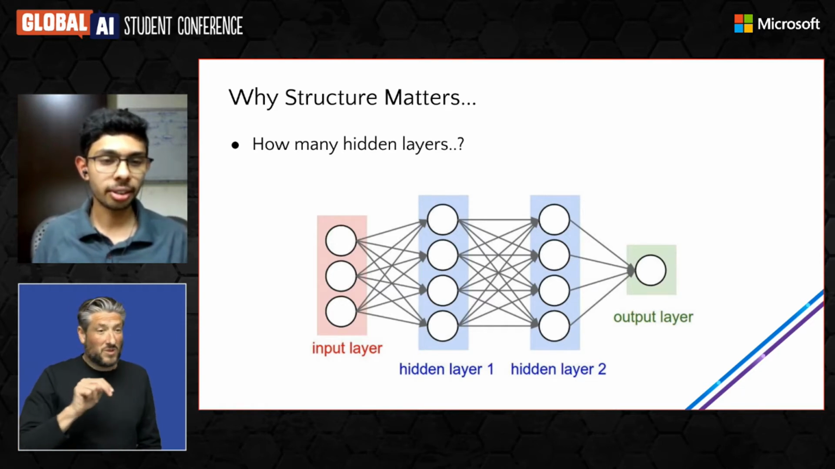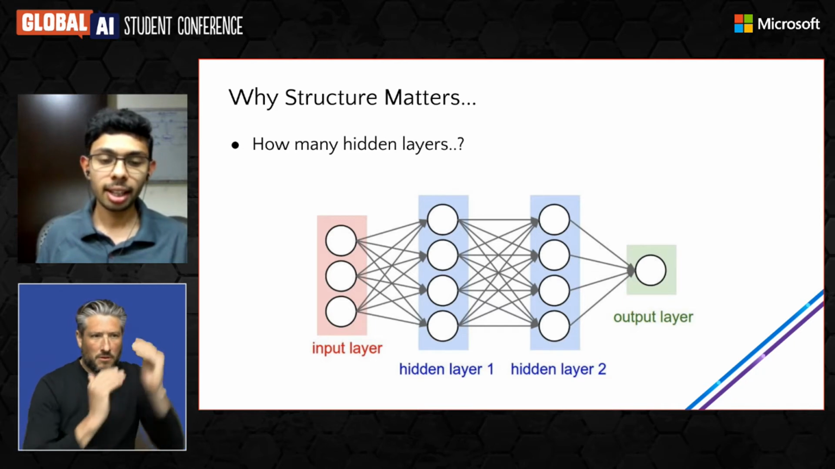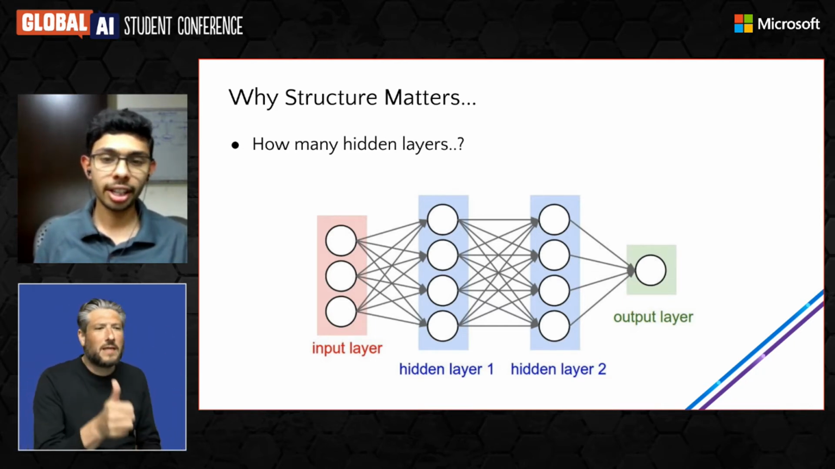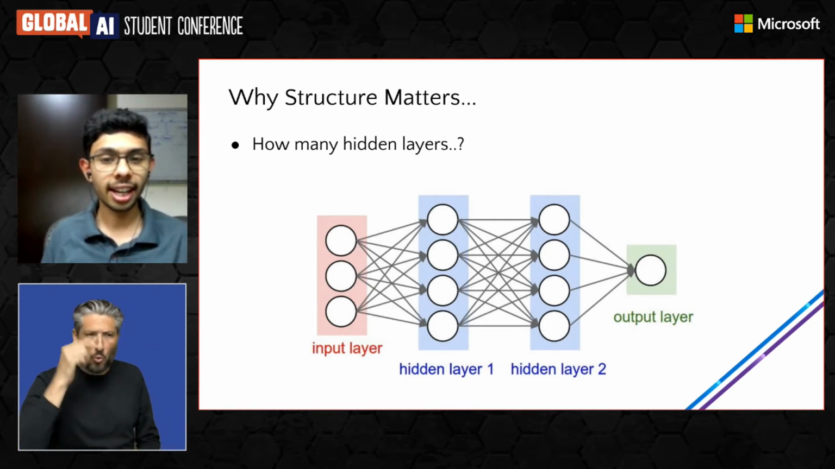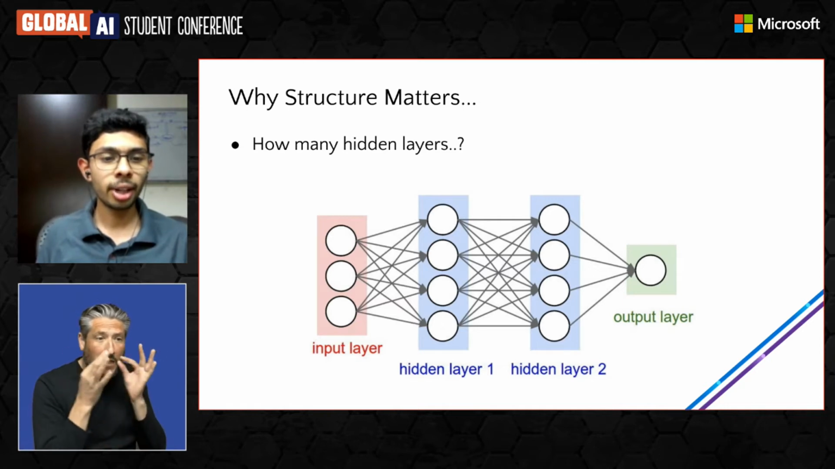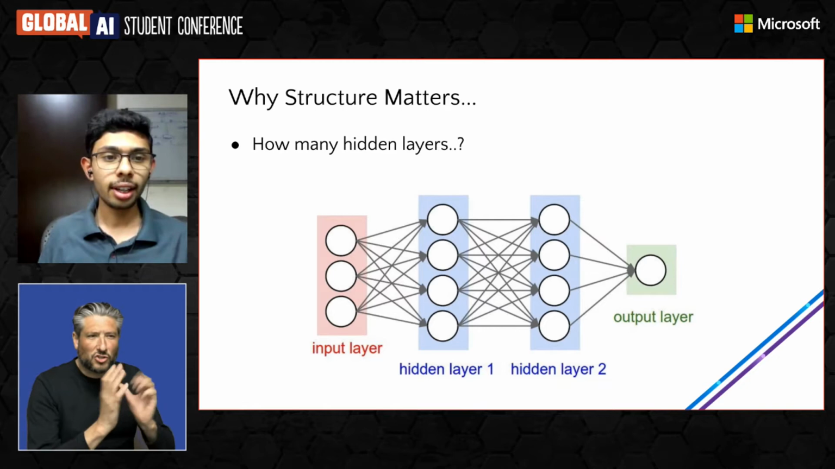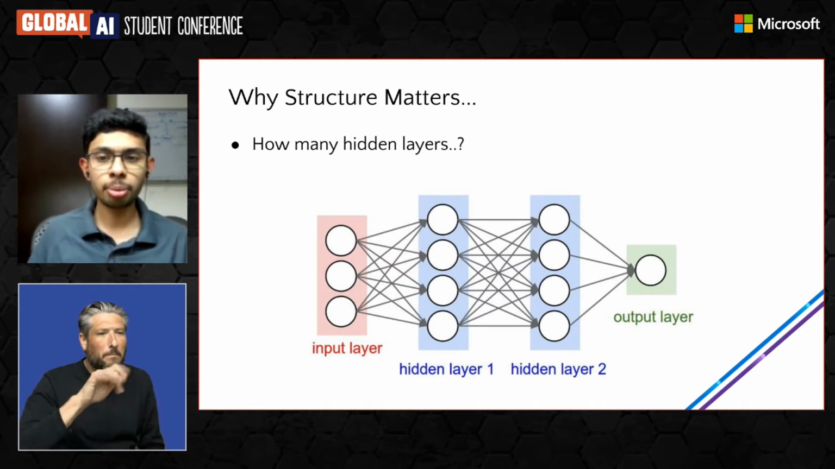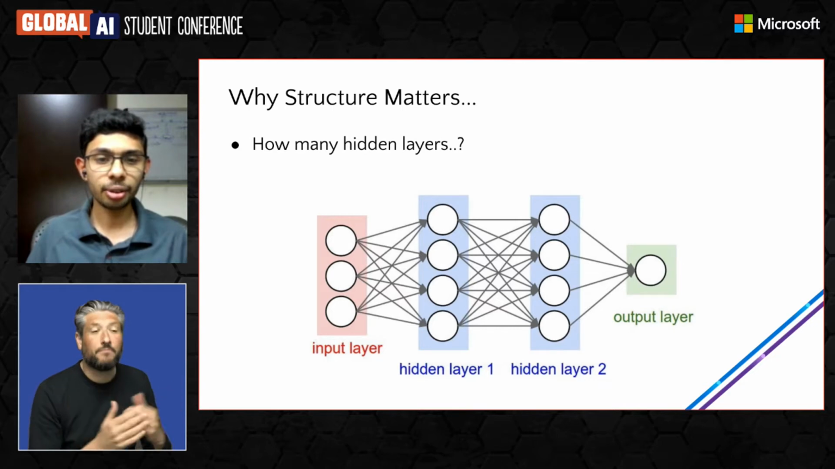So why structure matters. If you had a data set and maybe you wanted to make an image classifier, to classify if an image contains a cat or not, you would have an input layer first, with maybe the number of pixels in the image or some features like that. And then you would have the output layer, which might have one neuron, more like a binary value, a 0 or 1.